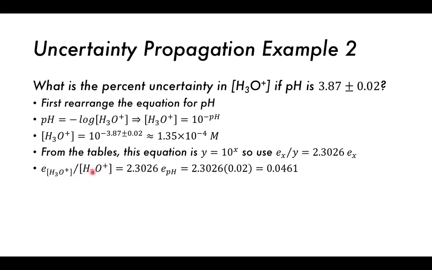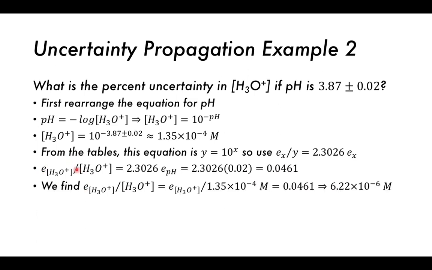The error in the H3O+ concentration divided by the H3O+ concentration is equal to 2.3026 times the error in the pH. So the error in the pH is 0.02, and 2.3026 times 0.02 is equal to 0.0461, which is our value for this part here.